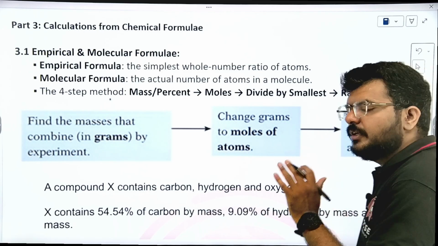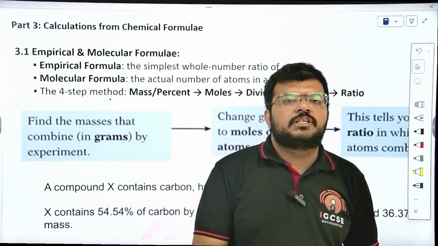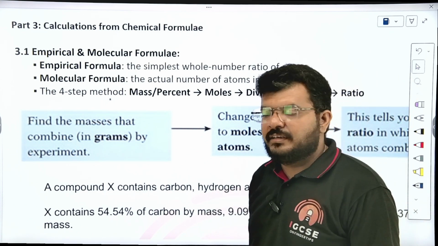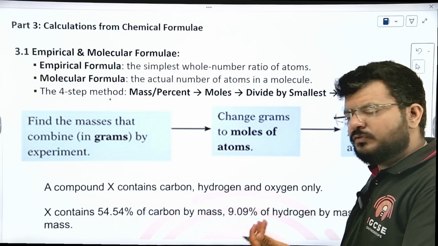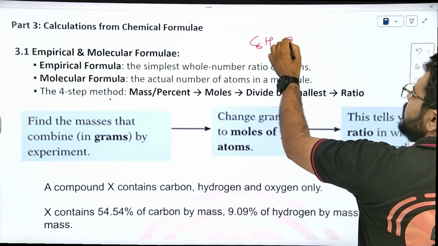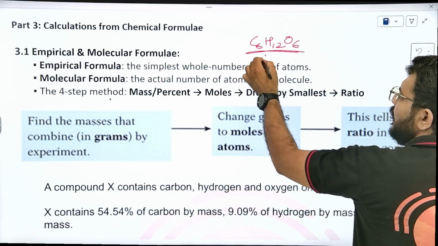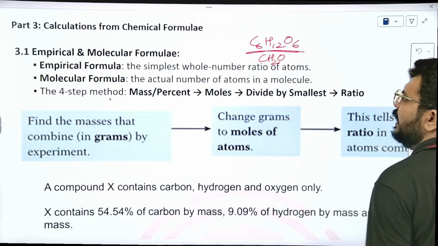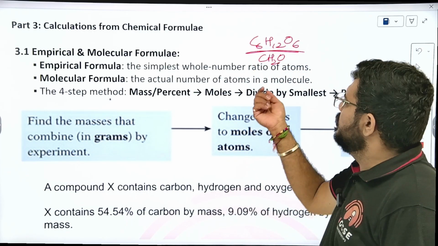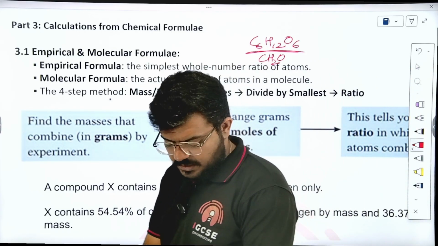So what is empirical formula? Empirical formula is basically the smallest ratio where these elements have combined, right? So in case of glucose that we just saw, it was C6H12O6. The minimum ratio in which these things combine is going to be CH2O, right? 6, 12 and 6 have an HCF of 6. So I can write it as CH2O. This is the ratio in which they combine, right?